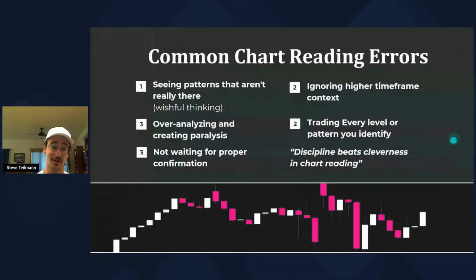So really quickly, before we get into your specific homework assignment, I just want to talk about some common chart reading errors. We kind of went over this a little. I want to just double down on it here. So the first thing is seeing patterns that aren't really there. So this is wishful thinking. This is hope, as DJ 2am would say.